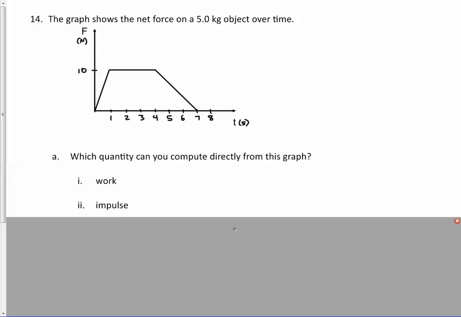Okay, we're on to number 14. We have a graph showing the net force on a 5.0 kilogram object over time. And the first part of this is, what quantity can we compute from this graph? So we have force over time. We know what the force is over a period of time.